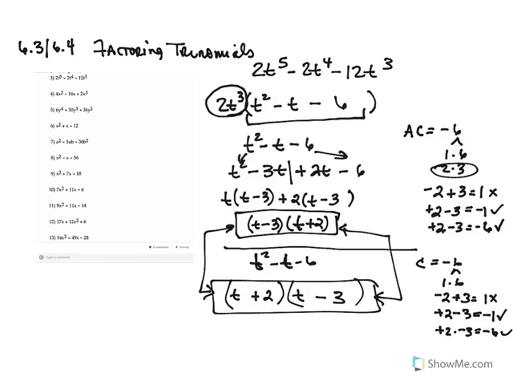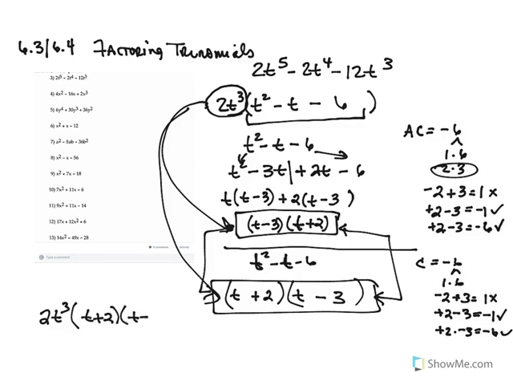Now, this is not the final answer, and it's always very easy to forget your original greatest common factor. So that GCF needs to come down and be written as the GCF for the final answer. So the correct final answer here would be 2t to the third times t minus 3 times t plus 2, and that would be it.